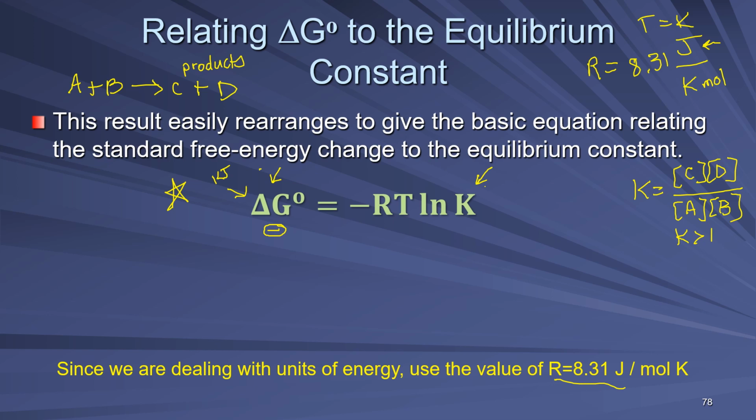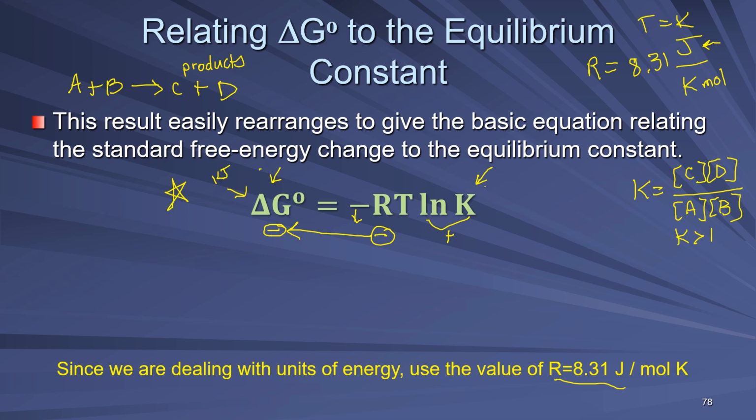So let's look at this equation. If K is a number greater than 1, the natural log of K is a positive number. A positive number times a negative here will give me a negative number, and so delta G will be negative.